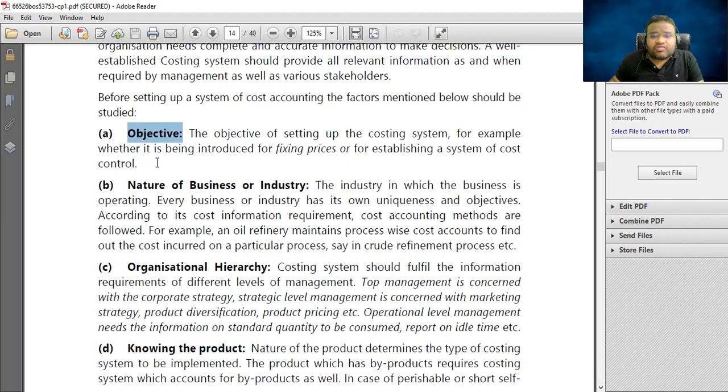Nature of business or industry. Sir, before you install a cost system, try to understand your nature of business. I'll tell you a simple example. Sir, you want to keep cost centers in your business, but you don't know what your business model itself is. Then how will you create cost centers? So studying the business and the industry is very, very important before you implement any cost accounting system.